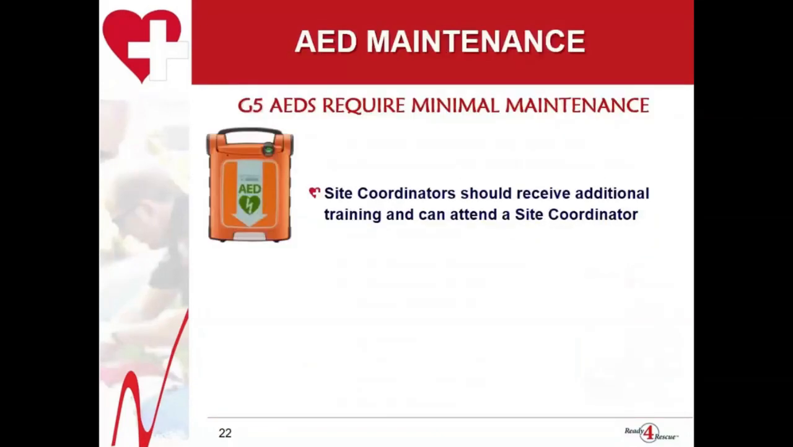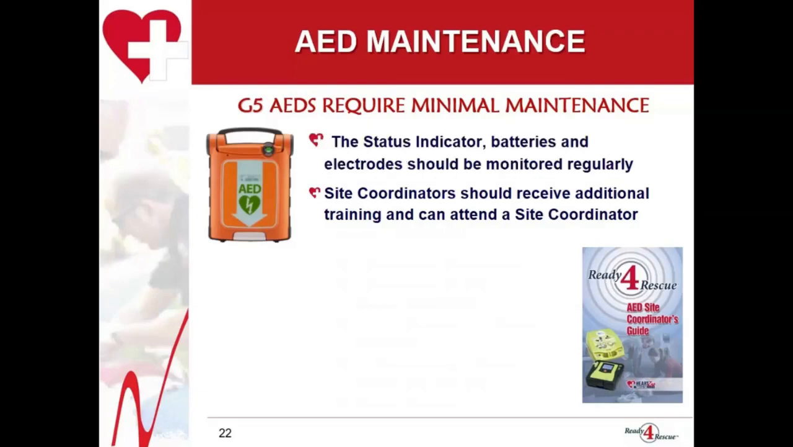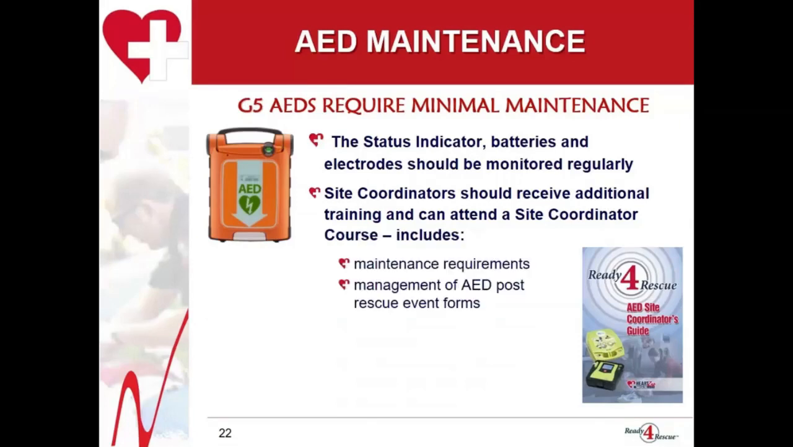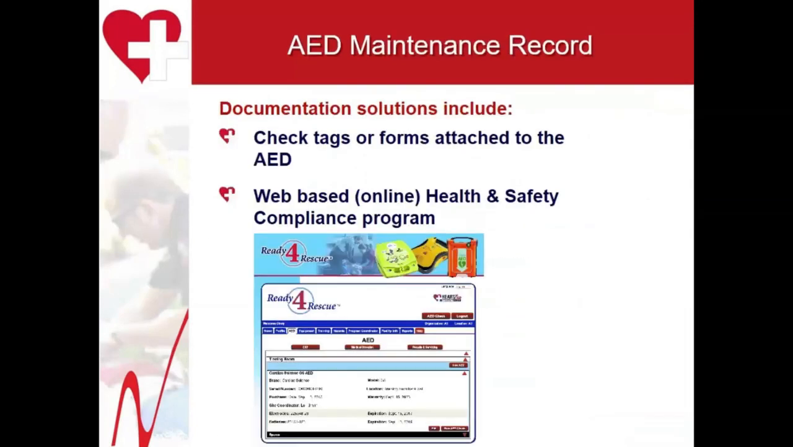It is important to maintain your AED. There are usually site coordinators that are in charge of this maintenance. They should receive additional training for this. It is recommended to check the AED once a month. At this time, the status indicator is checked, as is the expiration date for the batteries and electrodes. Maintenance also includes management of AED rescue event forms, data downloads and software updates, troubleshooting and technical support, and reordering of supplies. There is a maintenance record that can be found on the HeartSAP Services Health and Safety Compliance Program, which gives a checklist of things to look for.